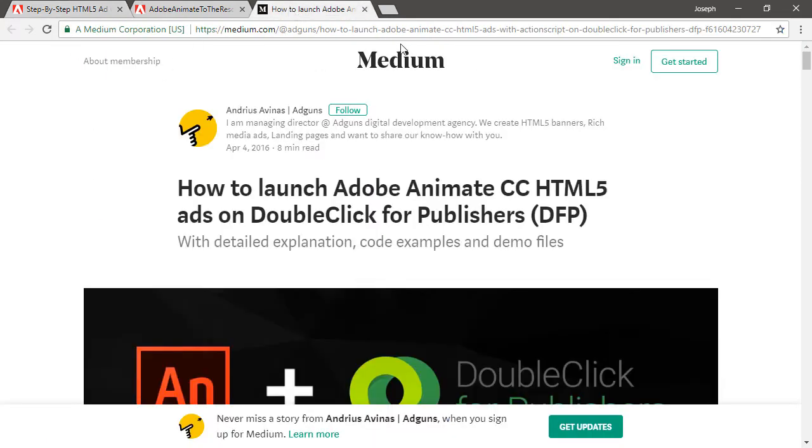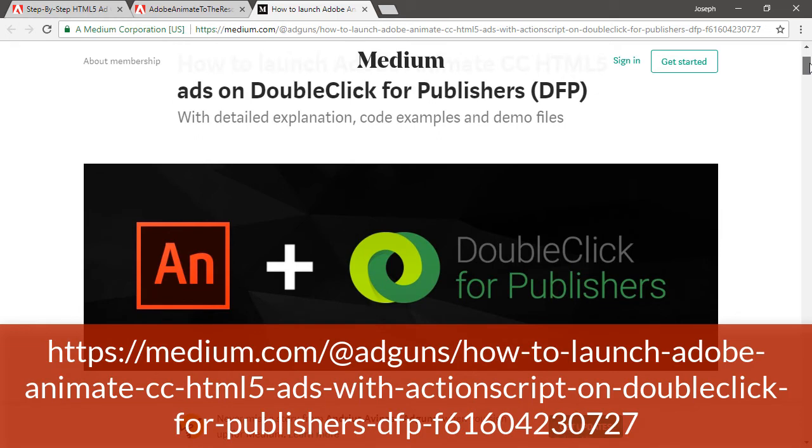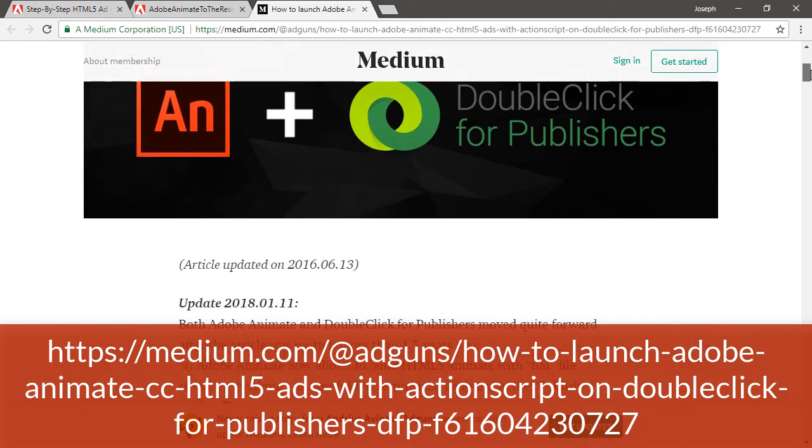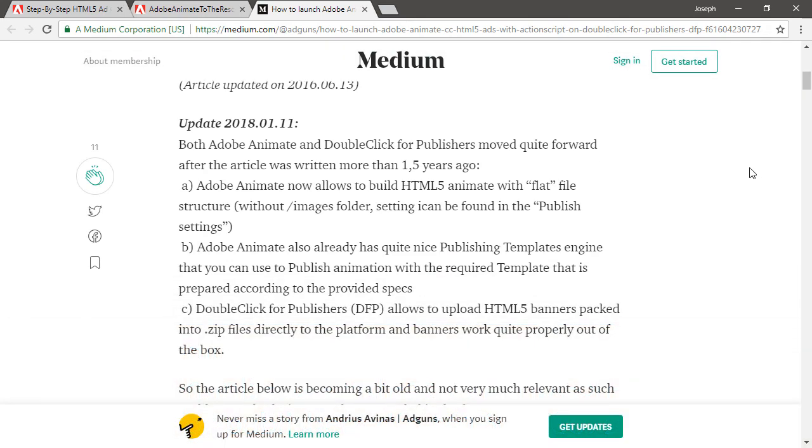In addition to those two resources, there are a number of others where you can get information around creating ad content using Animate. This one here is hosted on Medium, and it's around using Animate and DoubleClick to serve ads. Now, as you see right here, there's an update from early this year, which explains how much Animate has progressed in terms of the native support for ad structures and the requirements from ad networks.